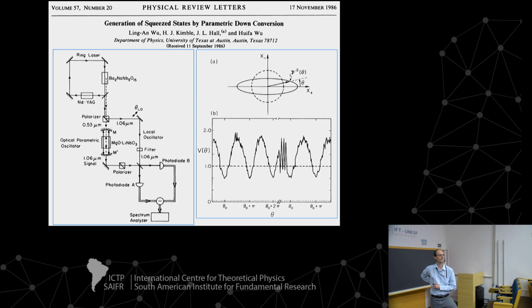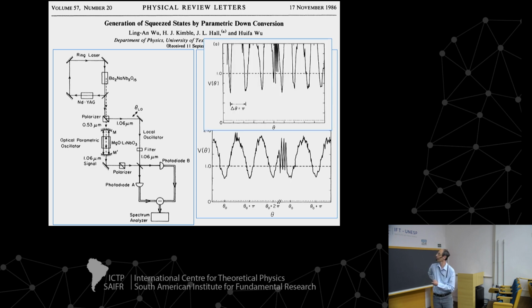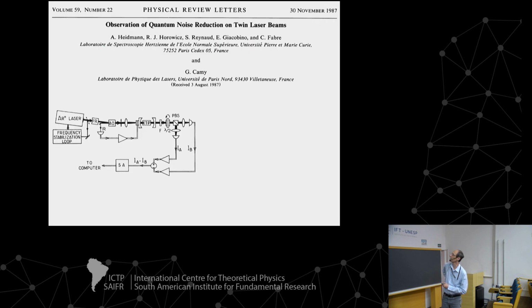Questions here? That will be repeated over and over again through history to the extreme point of getting, instead of, say, 2 dBs of squeezing, 20 dBs of squeezing for LIGO, for you to measure gravitational waves. That's the zoom of the squeezing area.